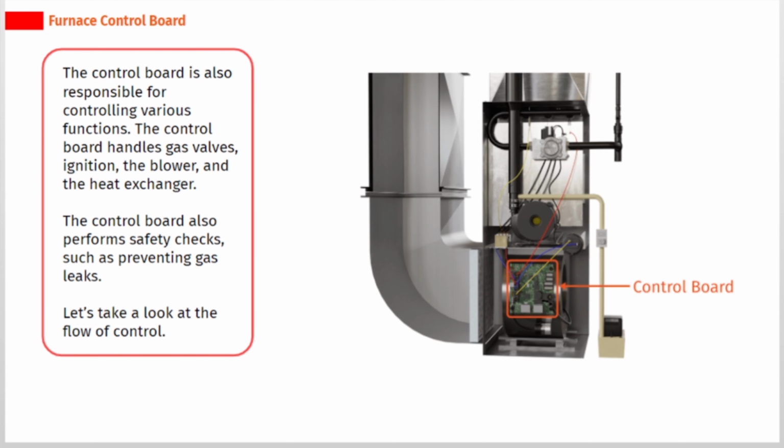The control board is also responsible for controlling various functions. The control board handles gas valves, ignition, the blower, and the heat exchanger. The control board also performs safety checks, such as preventing gas leaks. Let's take a look at the flow of control.